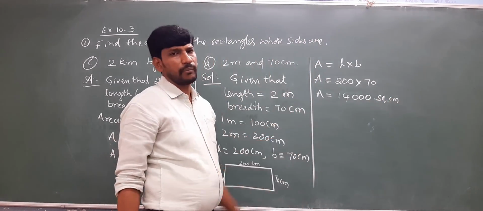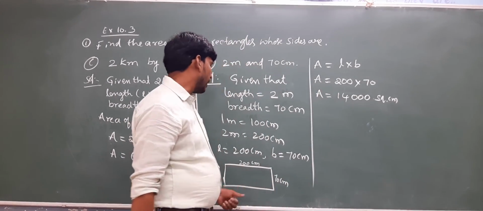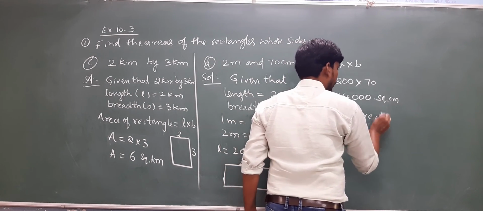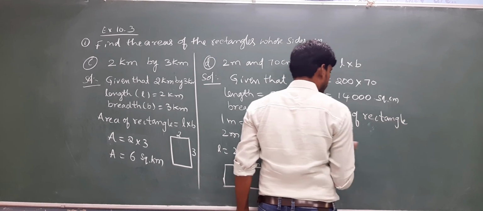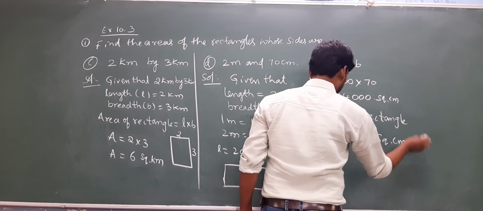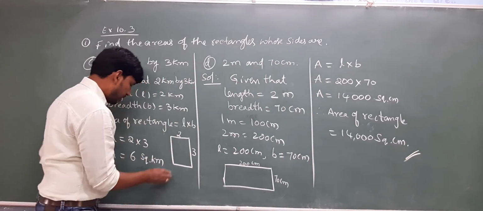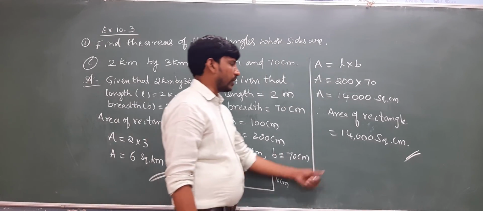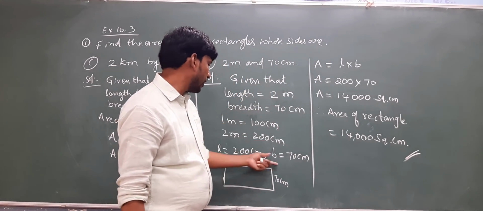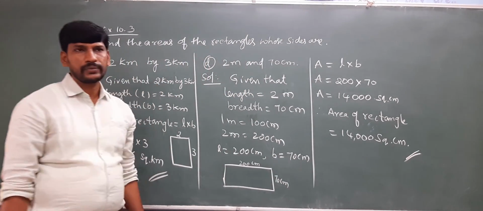Clear? If you want to convert to meters, no problem. Understood everyone? So therefore the area of the rectangle is 14,000 square centimeters. I hope you understood that. What is the area of the rectangle? Here also the area is 6 square kilometers. Here it is 14,000 square centimeters, because we converted meters into centimeters, so the answer will be in square centimeters. Is that clear, my dears? Right.